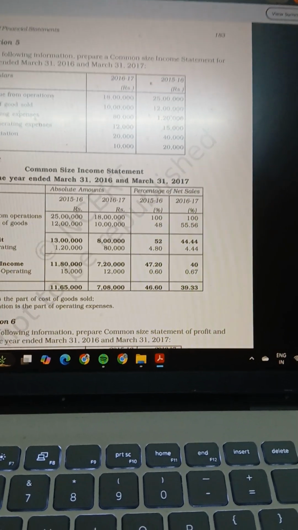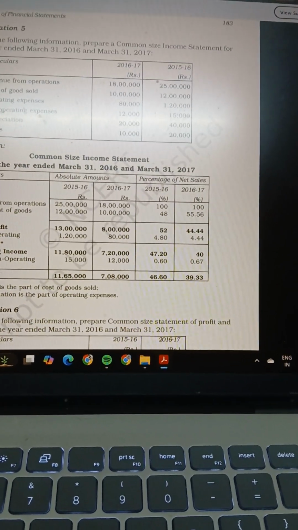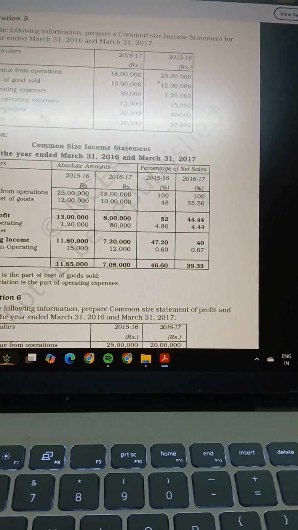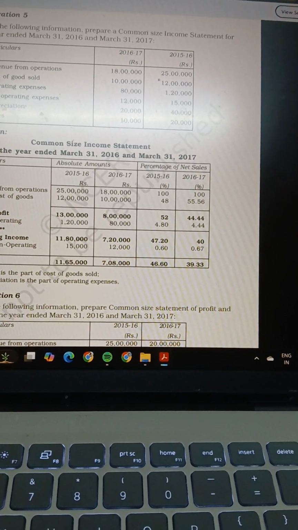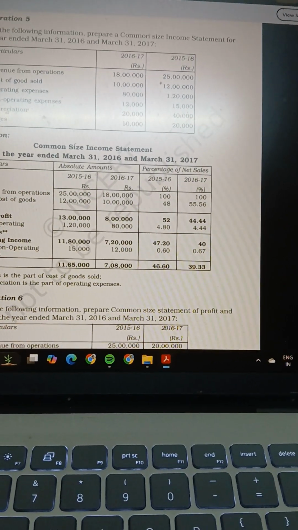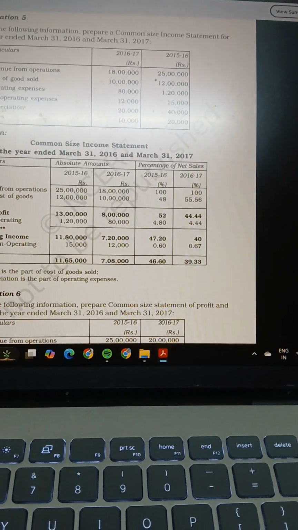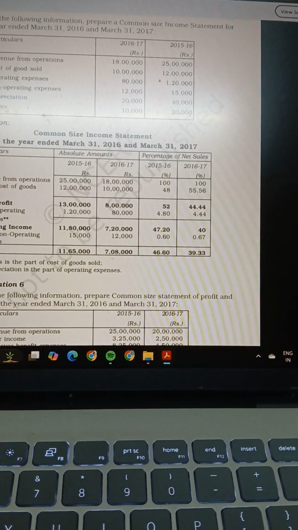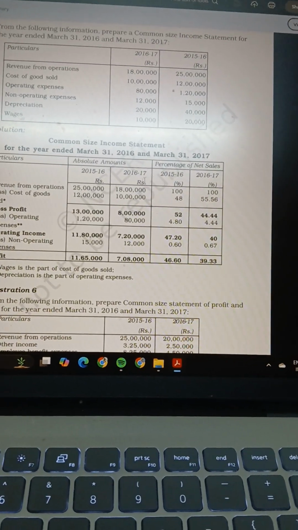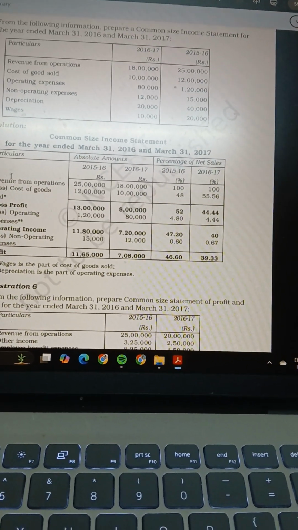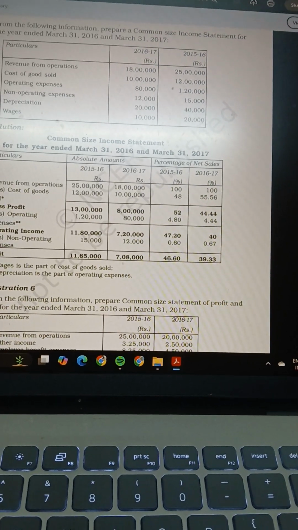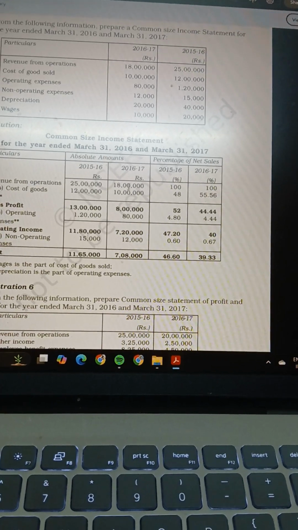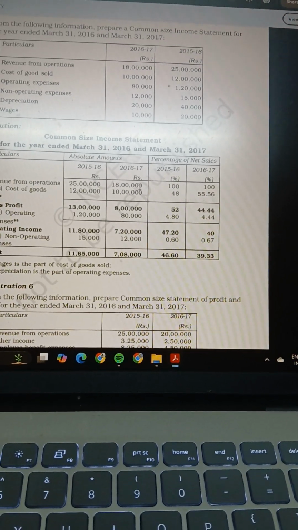First we have to write the heading: common size income statement for the year ended 31st March 2016 and 31st March 2017. Then we have to draw the columns. First column will be particulars, then absolute amounts, then percentage of net sales, for 2015-16 and 2016-17. First item is revenues from operations. For 2015-16 it is 25 lakhs, and for 2016-17 it is 18 lakhs.